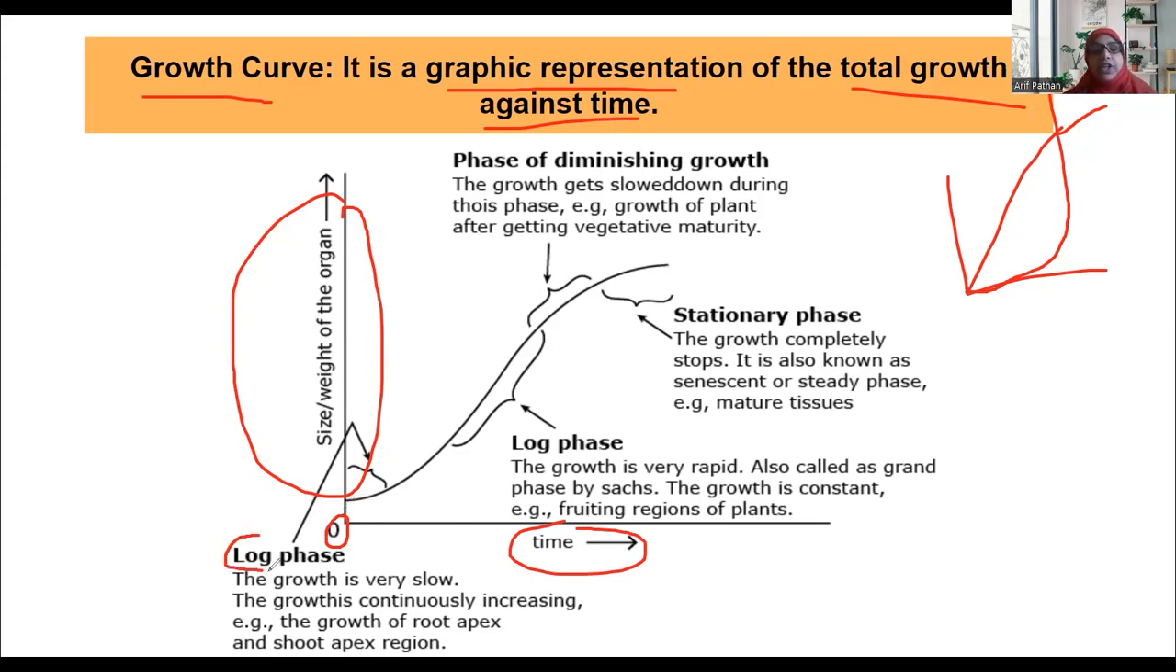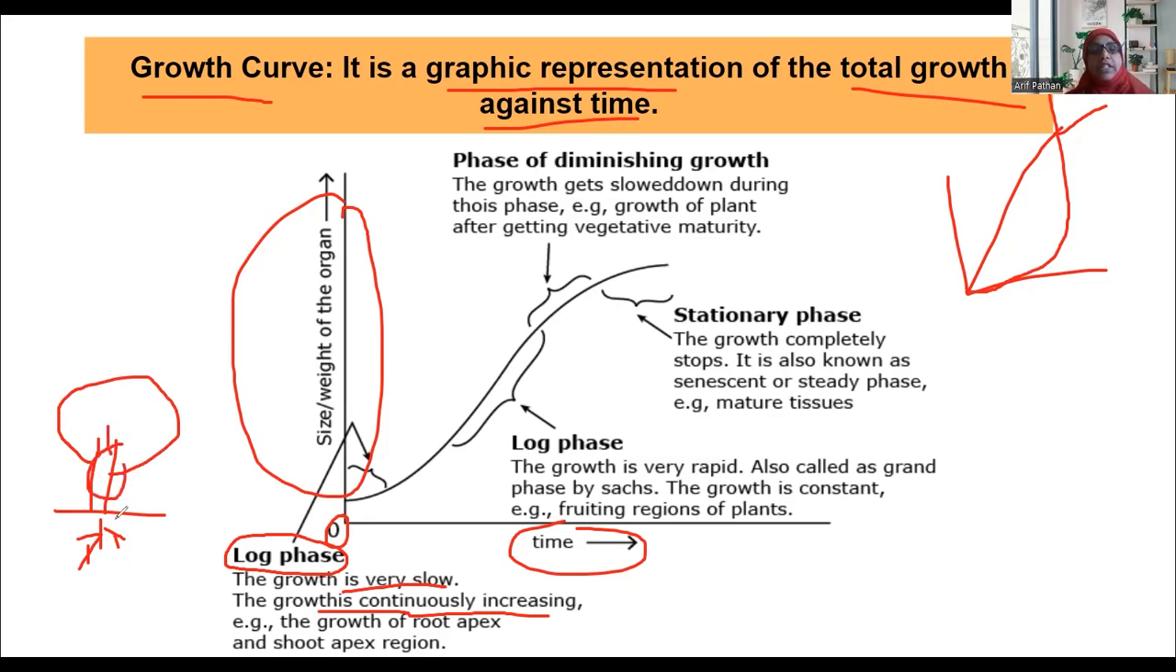So this is the initial phase. We call it the lag phase. Growth is very slow. The cells are just budding. Though the growth is continuously increasing, it will happen at a very slow rate. For example, the tip of the root and the tip of the shoot. This is the root system, and this is your shoot system.